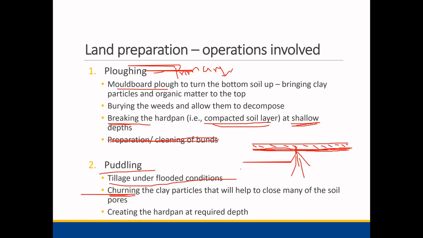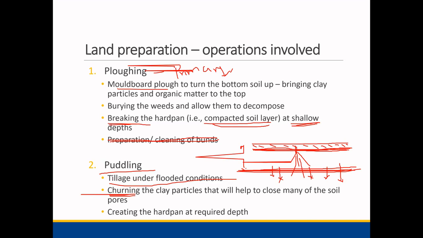To do that, you have to have a hard pan again at the required depth, not shallow like earlier. If you have a hard pan, the water will not be allowed to percolate. The percolation losses you can reduce. Percolation is, as I said, the vertical movement of water away from the roots. This loss you have to minimize or control. So you have to create a hard pan here at some depth.